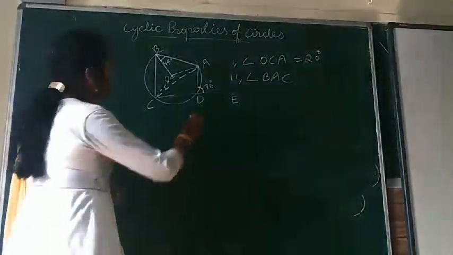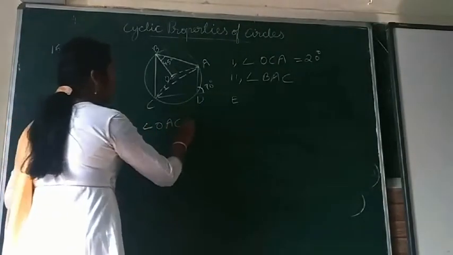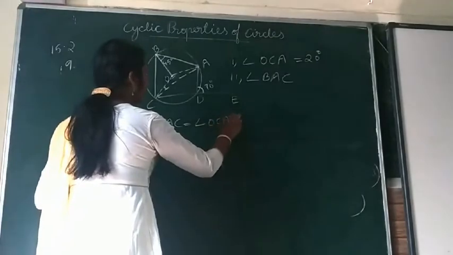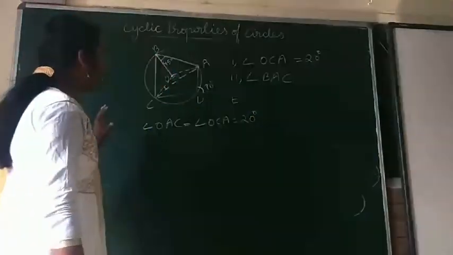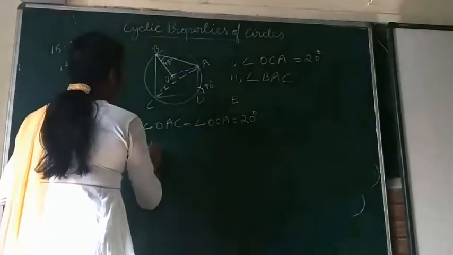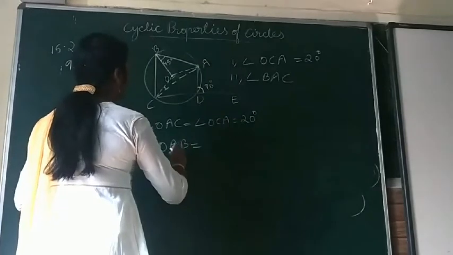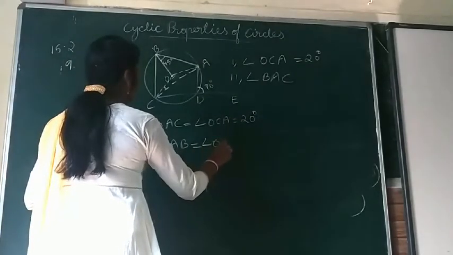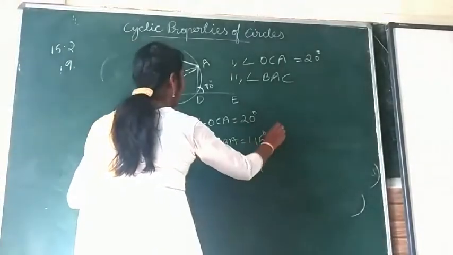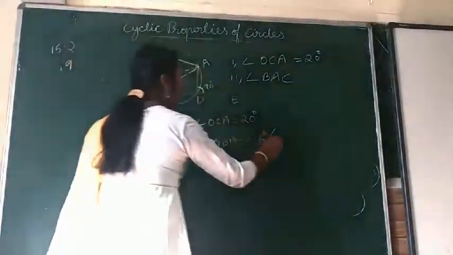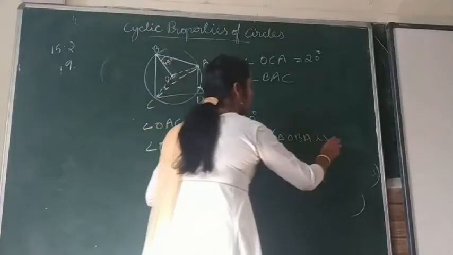So we have got angle OAC is equal to angle OCA is equal to 20 degree. Already you have got it from the above statement. Now, angle OAB is equal to angle OBA is equal to 45 degree. Triangle OBA is isosceles.